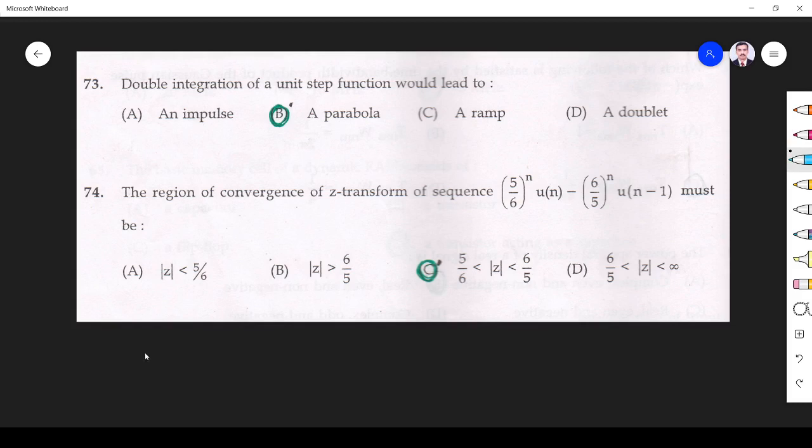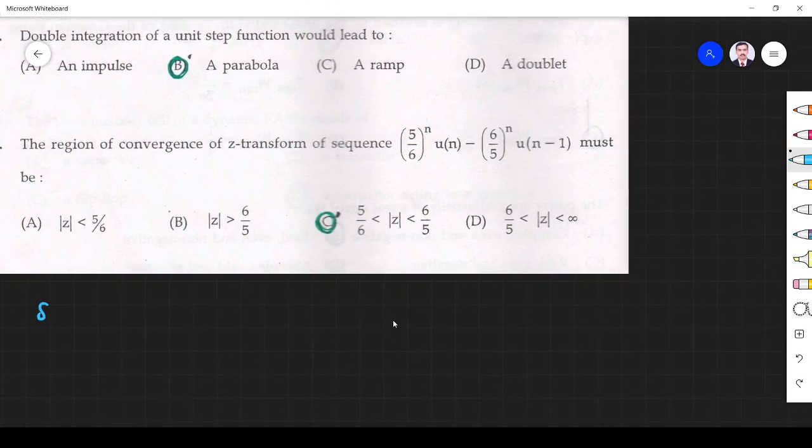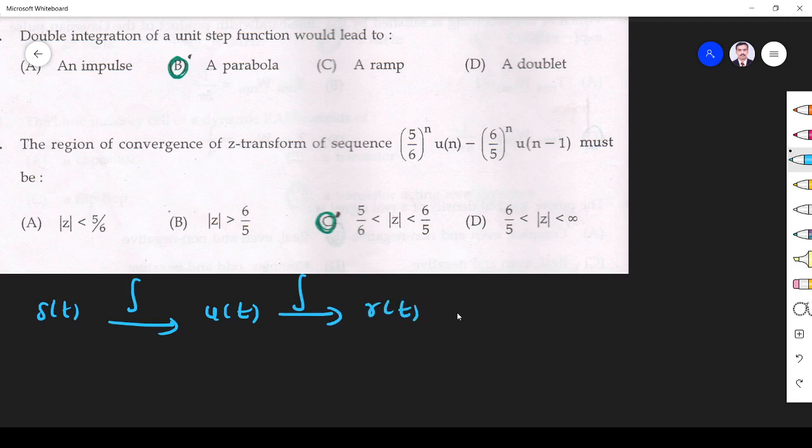So we must know what double integration of unit step function gives. When you integrate unit impulse, you get unit step. When you integrate unit step, you get unit ramp. When you integrate unit ramp, you get unit parabola. So one integration of unit step will give ramp, and two integrations will lead to parabola. So option B is the correct answer.